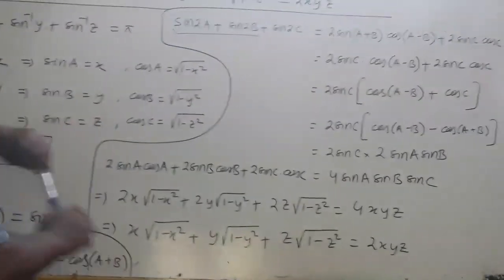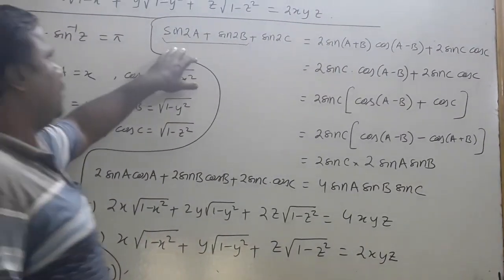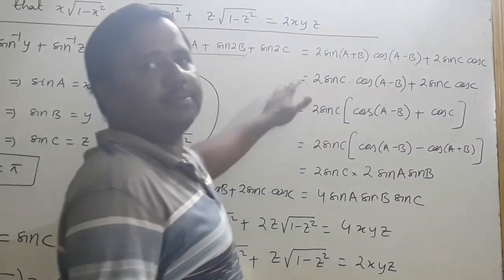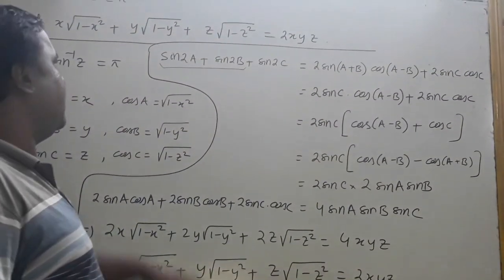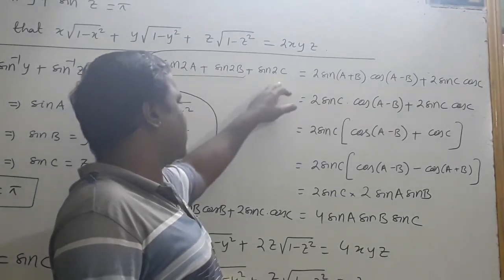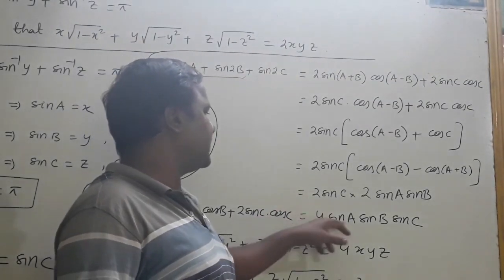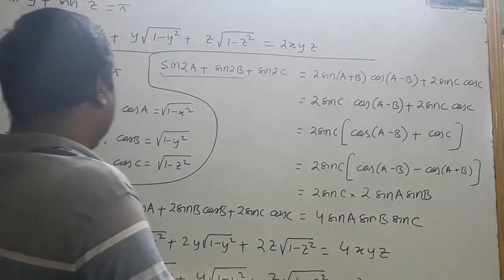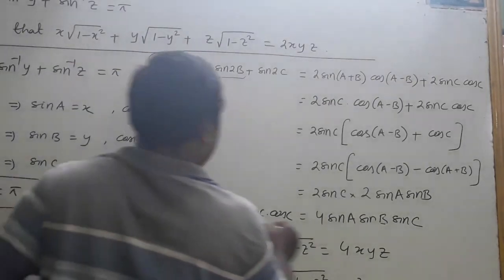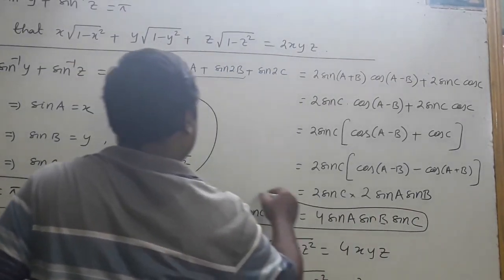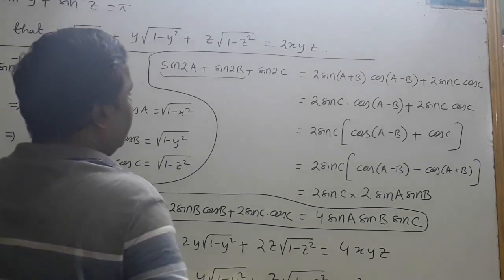Now I am taking a new thing, that is sin 2A, sin 2B, sin 2C, a very famous formula of class 11. Sin 2A plus sin 2B plus sin 2C is equal to 4 sin A sin B sin C. It is a very important formula in class 11, which you already know, but I am repeatedly telling it.